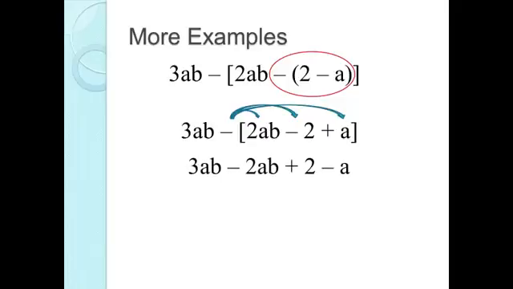The final step would be to combine like terms. We can combine 3ab and negative 2ab, which is a positive 1ab, or just ab. The simplified expression would be ab plus 2 minus a.